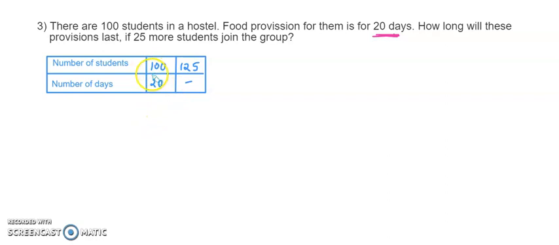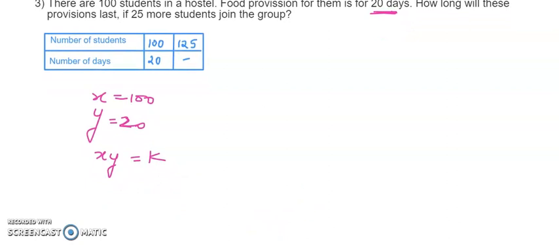Now here, if the number of people increases, the same amount of food is going to last for fewer days, right? Just imagine you have 5 kgs of rice at home. If there are only 2 people to eat, it's going to last for more days, let's say a month. But if there are 5 people, then it may last for only 10 days. So it's the opposite relation, right? So let's say x is equal to 100, y is equal to 20. It's an indirect proportion, right? So xy is equal to k. So we have 100 multiplied by 20 is equal to k, which gives us 2000 as k.